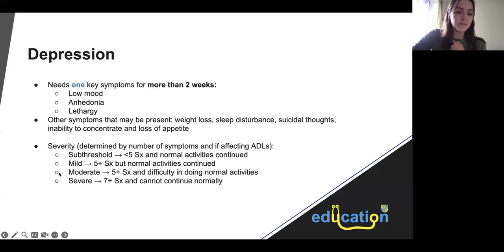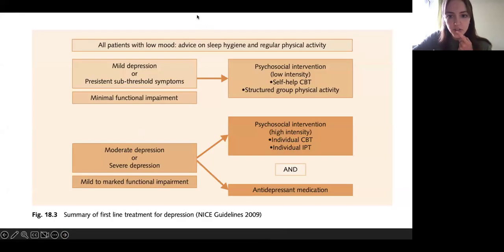In terms of severity, you want to look at how many of these symptoms they've got and whether their normal activities are impaired as well. Right, any questions about that?